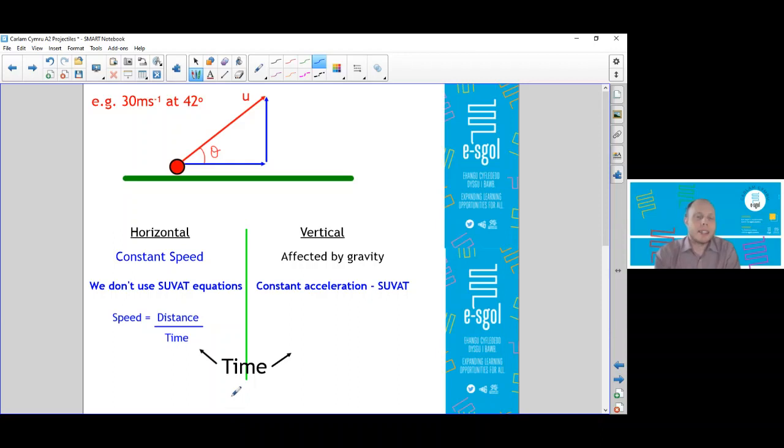The vertical direction, now that's different. Because in the vertical direction, gravity is constantly pulling us back down, and on our way up, it's decelerating the particle. Now we do need to use SUVAT equations.